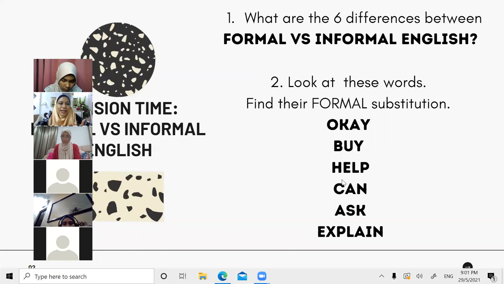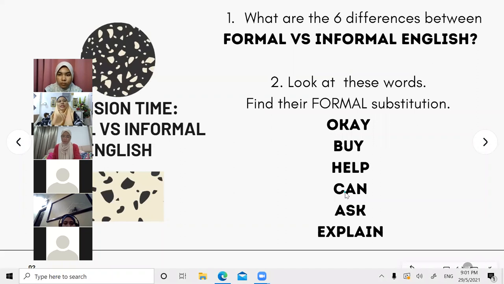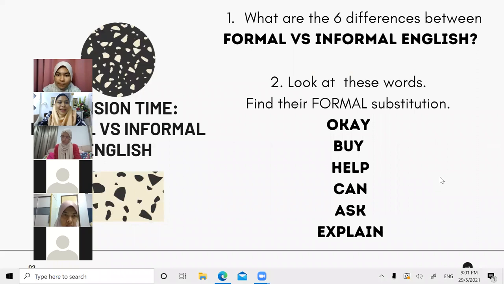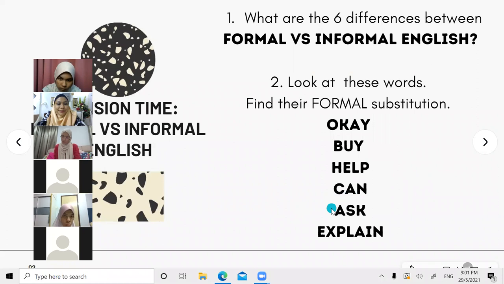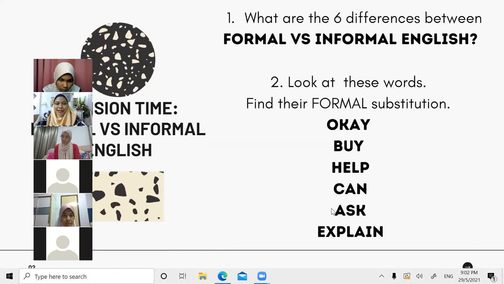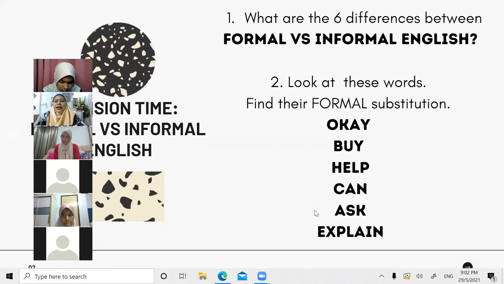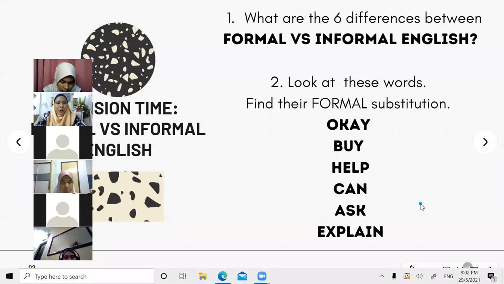Okay. Right. Next one. Can. What's the formal version of can? Could. Yes. May. Yes. Could, may. The proper or more polite modals. We call these modals. M-O-D-A-L-S. Right. Next one. Ask. Inquire. Correct. Yes. Inquire. Okay. I would like to inquire about some confusion over the matter or things like that.